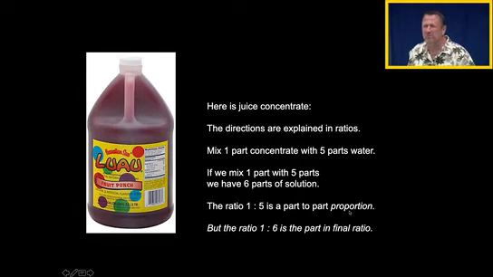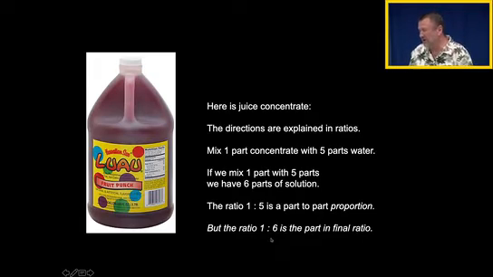But remember, what is our final solution? Our final solution is 6 parts. So if we had 1 part with 5 parts, that's the directions. We end up with 6 parts of solution. One way to describe the ratio would be 1 to 5, and when we mix it up, that's 1 part of concentrate for every 5 parts of water. And that's a proportional ratio.